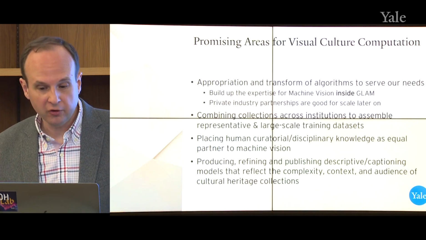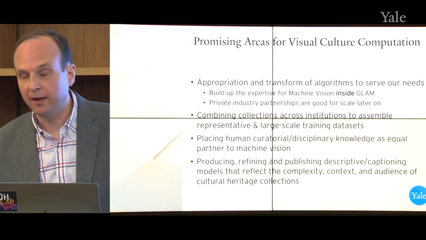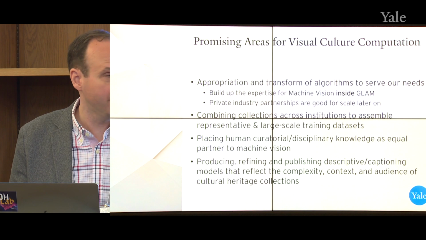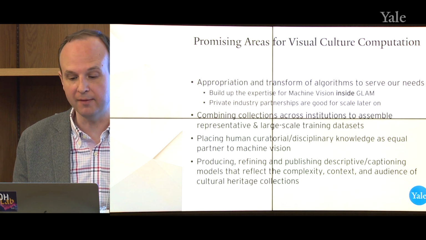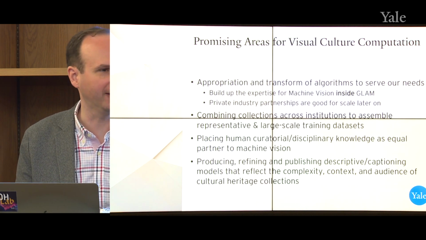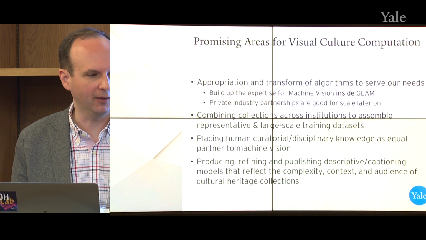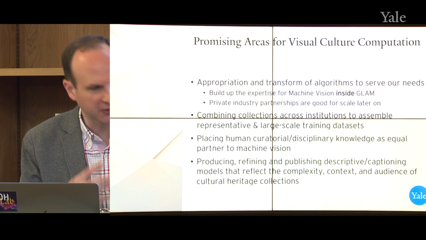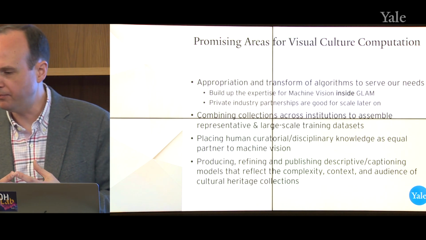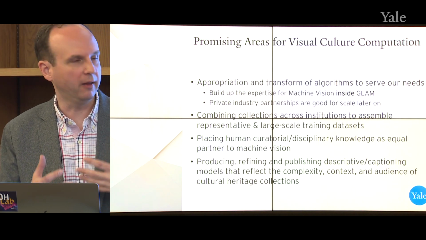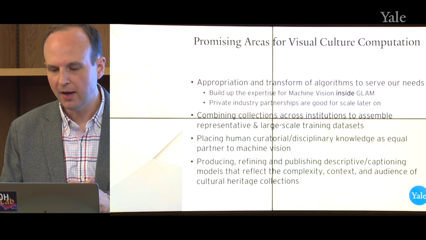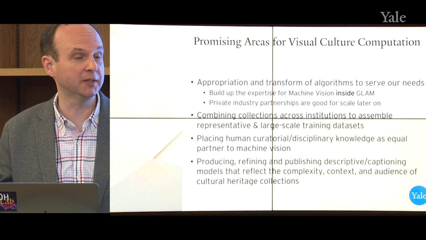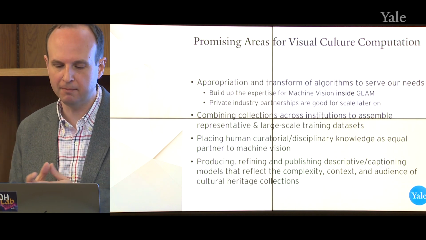Promising areas for the future, I think that we do need to appropriate algorithms from private industry. I think we need to build up expertise within GLAM for machine vision. I think private industry partnerships are also really crucial, but if Google came knocking, I'd love for people on Yale's campus to bring not only their existing expertise, but also some basic knowledge of what these algorithms can do. I think combining collections across institutions, for example, reassembling Meserve-Kuhnhart between NPG and Beinecke.